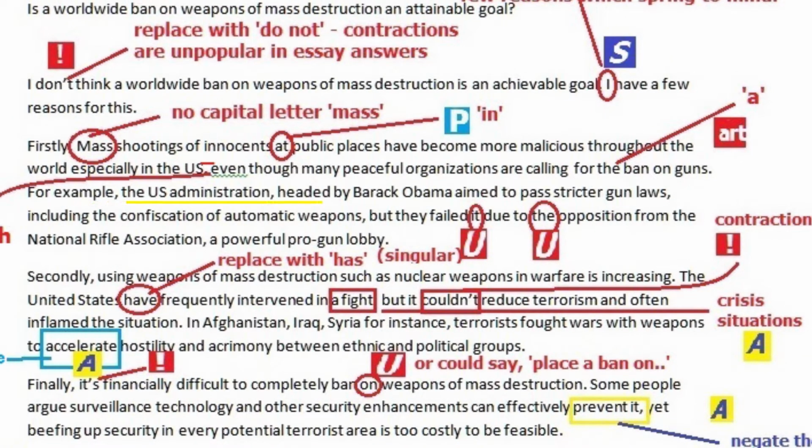The US administration, headed by Barack Obama, aimed to pass stricter gun laws, including the confiscation of automatic weapons, but they failed it due to the opposition from the National Rifle Association, a powerful pro-gun lobby. They failed. It is unnecessary. We don't need to use that.